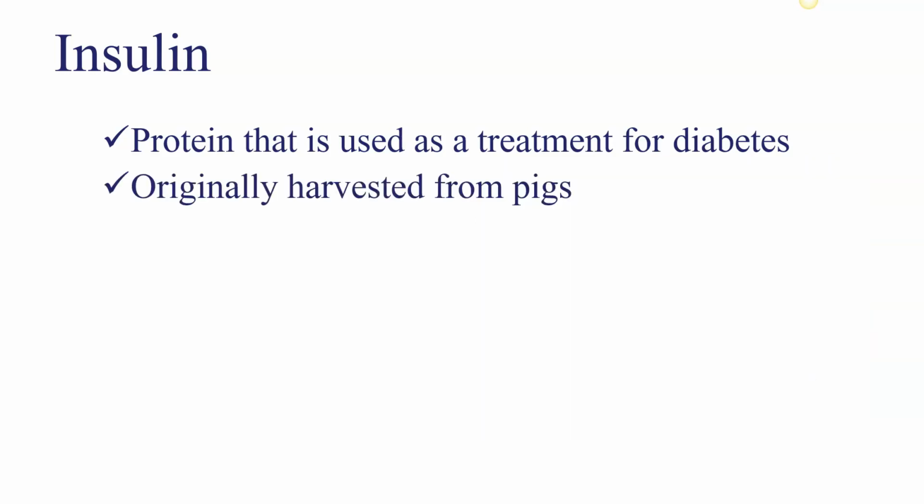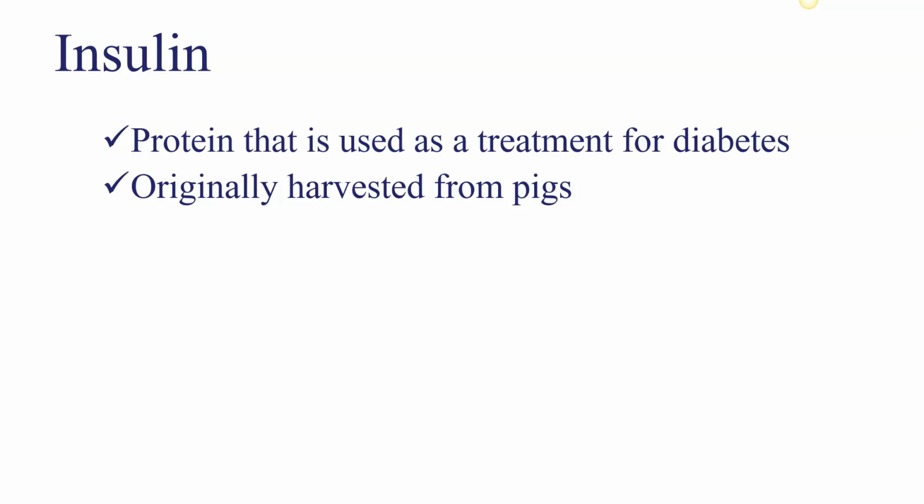Originally, insulin was harvested from pigs. We had to have a source of insulin that was similar to that of a human. Pig insulin is very similar to that of a human. We slaughter pigs for various reasons. And as they did that, they were able to harvest the pancreas, and from the pancreas they were able to get the insulin, and then they were able to process the insulin to use it in human injections.